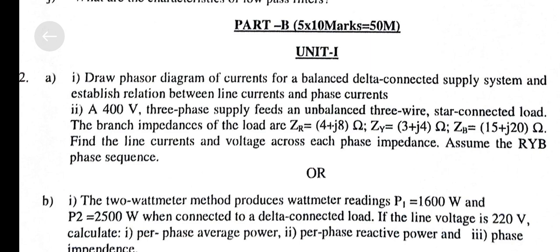Question 1A: Draw phasor diagram of currents for a balanced delta connected supply system and establish relation between line current and phase current.